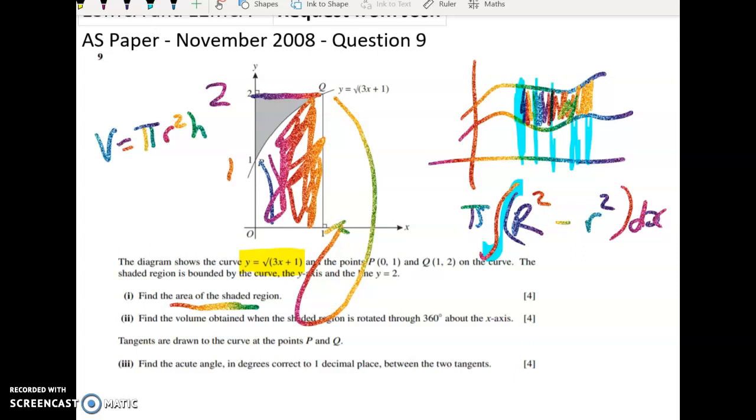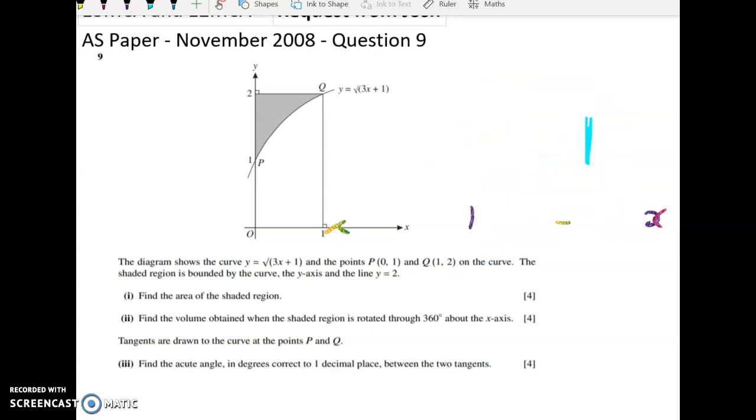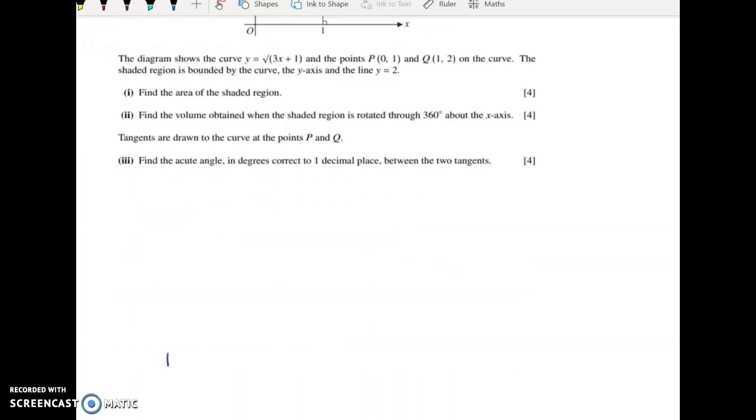Right, and I've already been talking for 4 minutes and I haven't really done much maths. Okay, let's get into the algebra. Right, so let's find the area of the shaded region. Well, to do that, I need to turn all of my limits around.